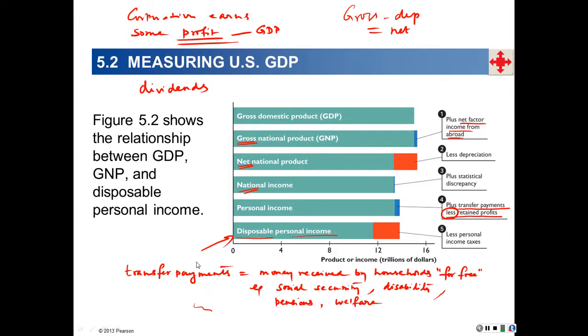Right? So these are the various entities here that make up part of this discussion of GDP. So the important ones, of course, are GDP and GNP, right? But then you have all these others as well. Okay?